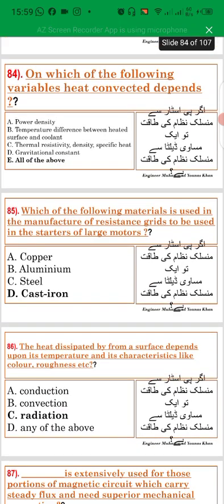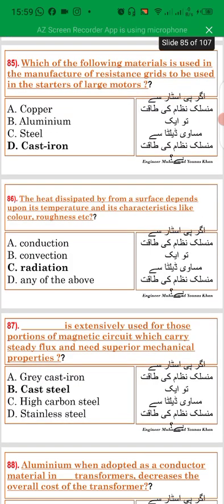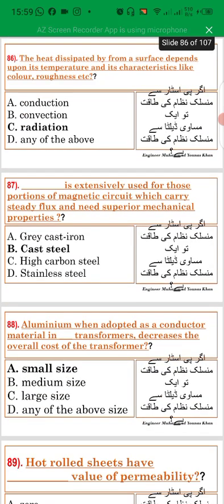On which of the following variables does heat convected depend: power density, temperature difference between heated surface and coolant, thermal resistivity, density, specific heat, gravitational constant? Which of the following materials is used in the manufacture of resistance grid to be used in the starter of large motors? Cast iron. The heat dissipated from a surface depends upon its temperature and its characteristics like color, roughness, etc. Radiation.